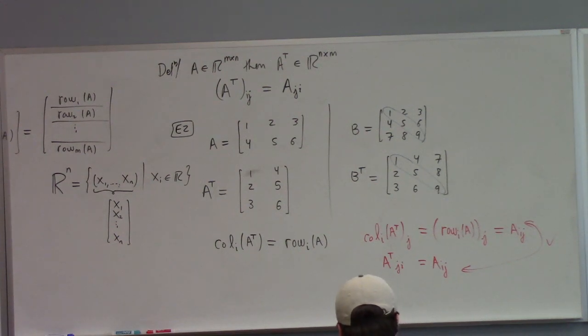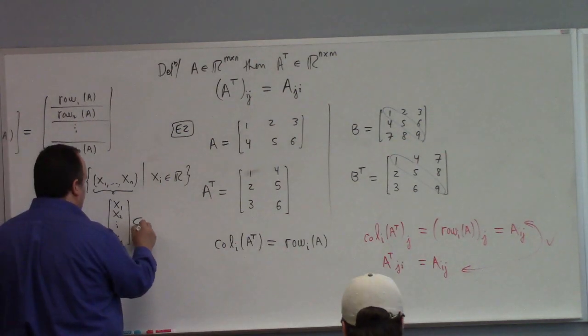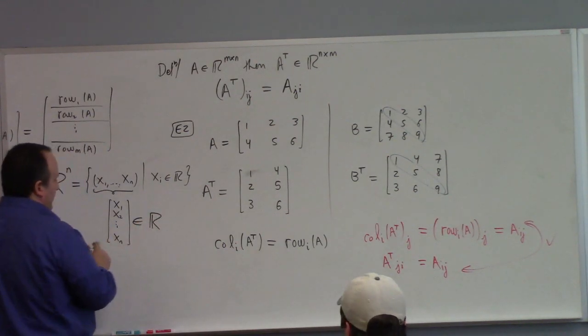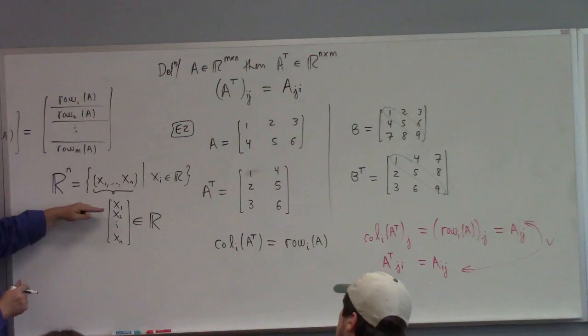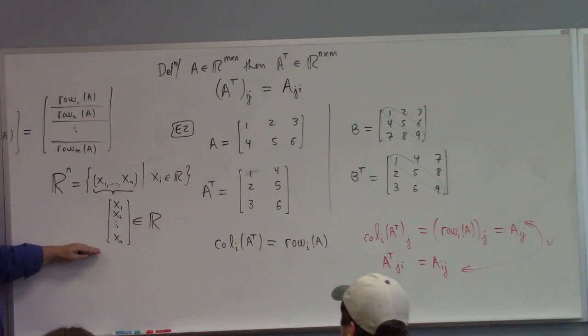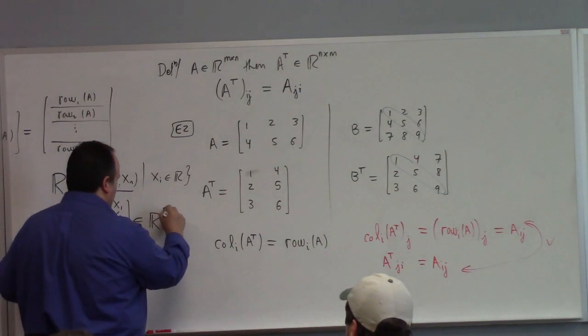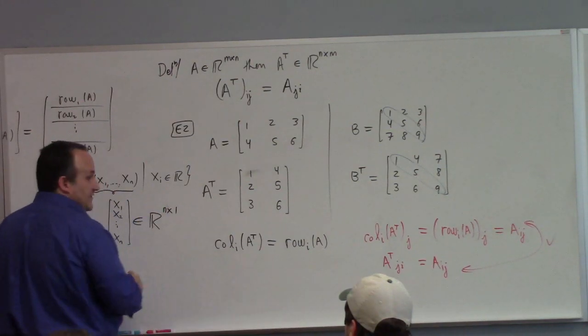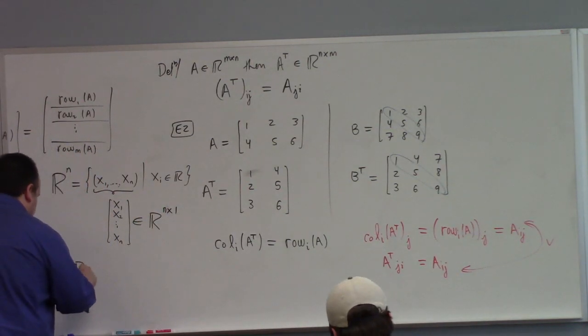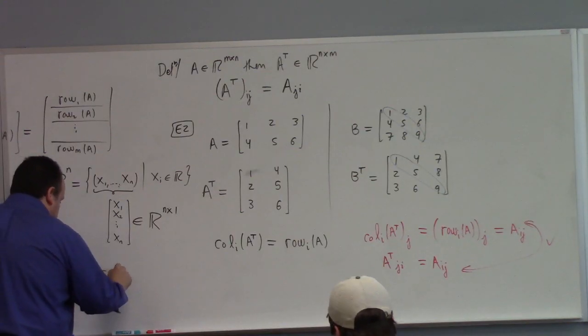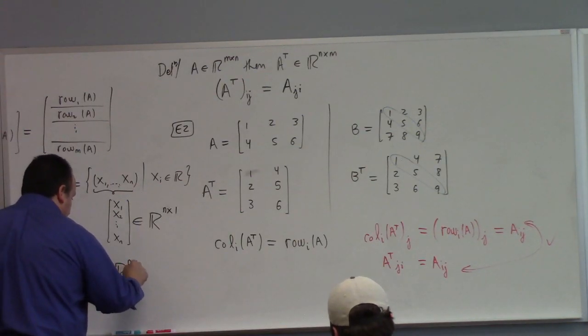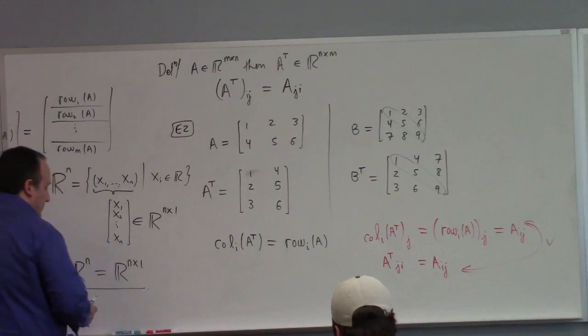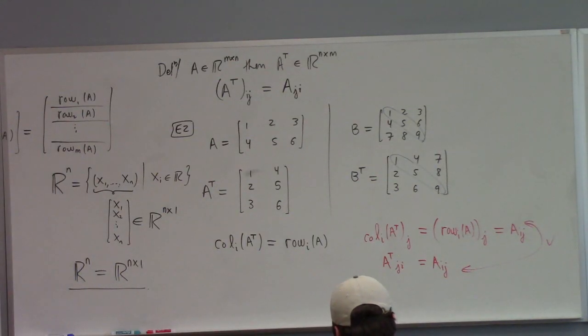And so this is actually an element of what? This is actually an element of R. How many rows? 1, 2, all the way out, n rows. How many columns? 1. So this is actually an n by 1 matrix. In short, our convention is that Rn is Rn by 1, which is to say that we take column vectors as primary. We think of points as column vectors.